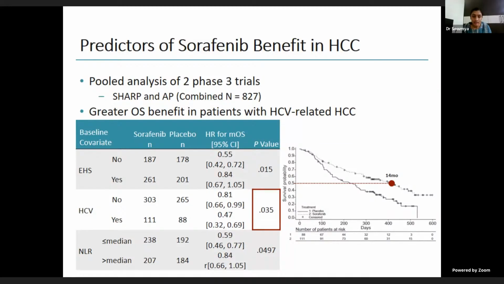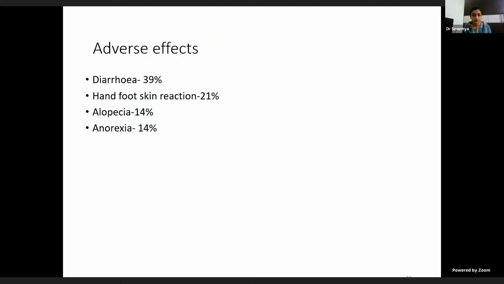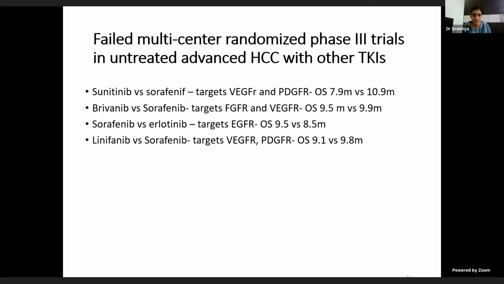Patients with extrahepatic spread had lesser overall survival, and patients with chronic hepatitis C related HCC had better median overall survival, and patients with a higher neutrophil lymphocyte ratio had worse outcomes with sorafenib. The major adverse effects are diarrhea, hand-foot skin reaction, alopecia, and anorexia. Diarrhea and hand-foot skin reaction are usually managed initially by reduction of the dose. However, this can be severe enough to compel a patient to discontinue medication.